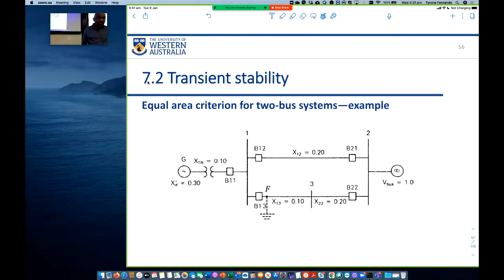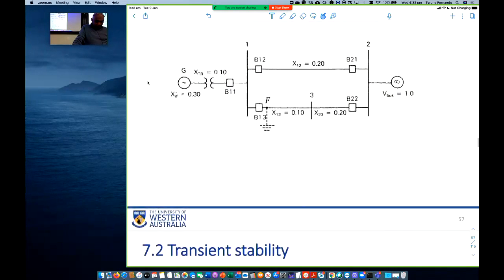So this is a different condition to the one that we looked at before. The one that we looked at before, the mechanical power went from one value to a higher value. Here, mechanical power is remaining the same, the electrical power will disappear. Okay, because the bus voltage is going to be 0, so PE is going to be 0, because PE is the bus voltage multiplied by the internal voltage of the generator times some other terms.